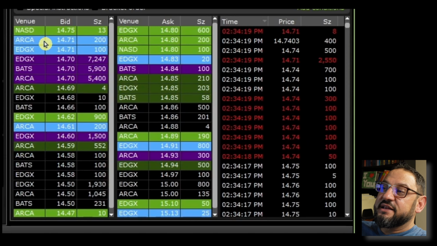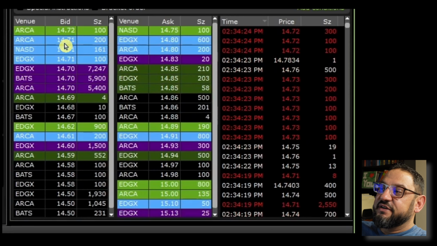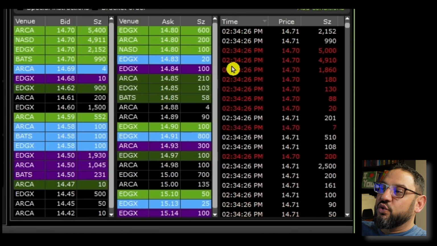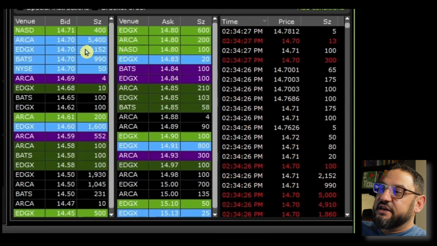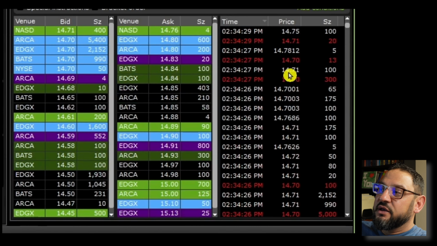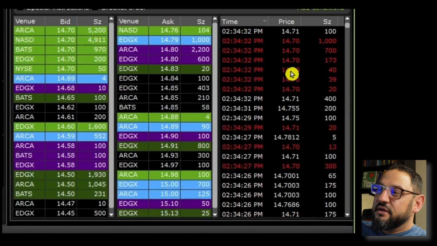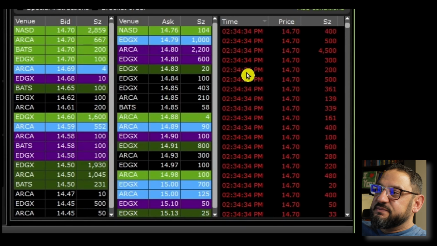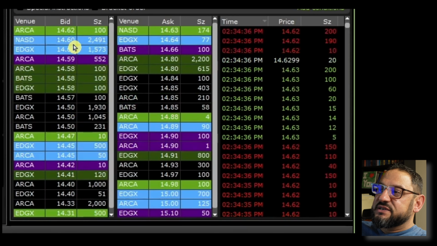So it hit the bid at red. 72 at red. You see 70. When it's hitting the bid, it's going basically red. So this is basically going down. You see how it's dropping?